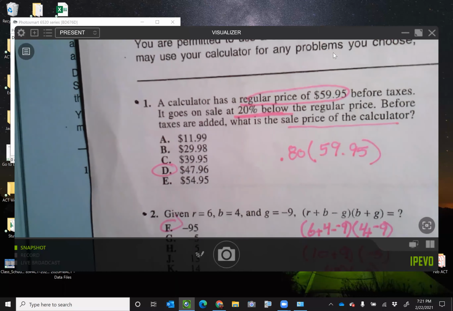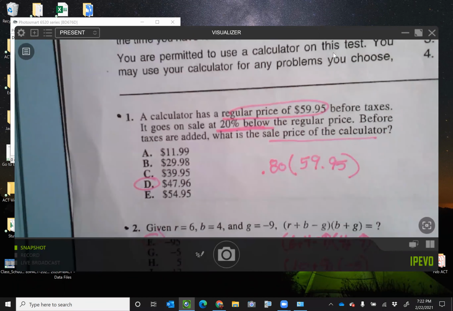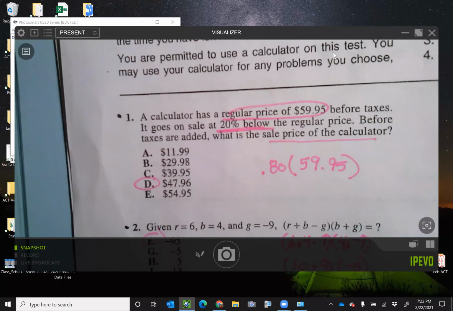To get us going on it. All right, so first question, not too bad. Now, there is a nice little shortcut on this.